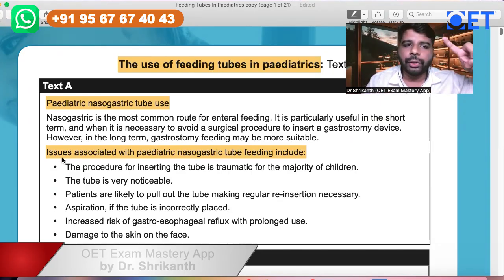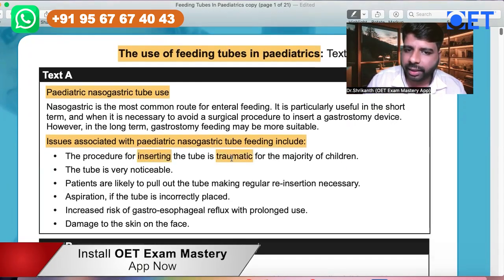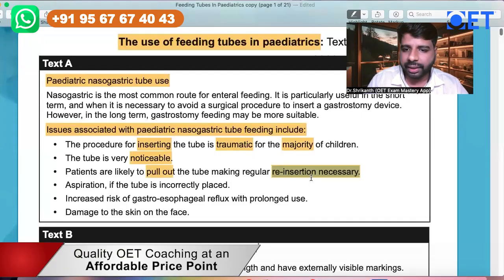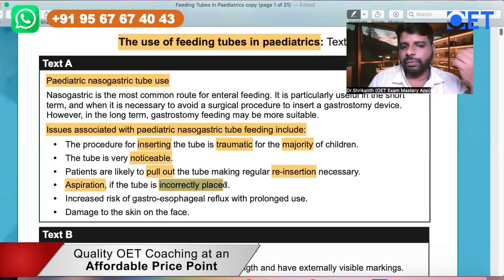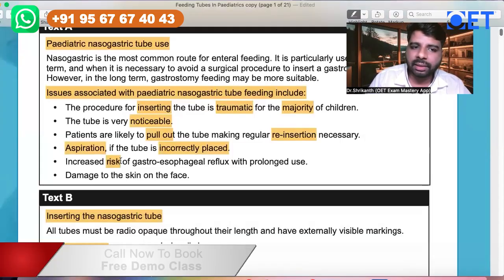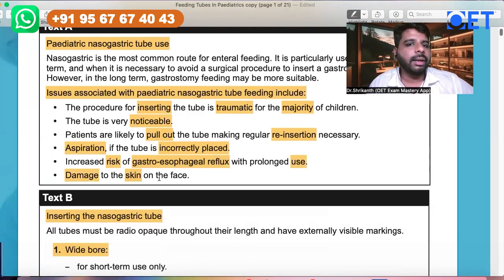So you will be directly coming to this heading, issues associated with it, and just read. The procedure for inserting the tube is traumatic. Okay, so this is a risk over here. It is going to cause trauma in majority of the patients. The tube is very noticeable. Okay, patients are likely to pull out the tube during reinsertion. Aspiration might happen if it is incorrectly placed. So if an inexperienced staff is placing, it may cause aspiration. Okay, there is an increased risk. See, increased risk of GERD with prolonged usage and damage to the skin. So these are all what? These are all risks associated with nasogastric tube.